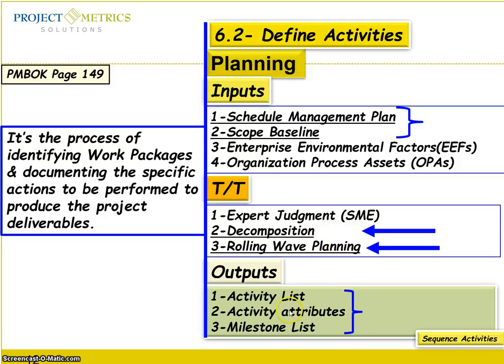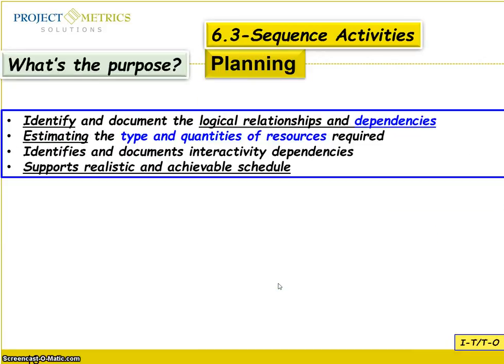And here the output: activity list, activity attributes, and milestone. Be careful with those because you might use them as input for the next step, which is sequence activities. What is it about? It is identifying and documenting the logical relationships and dependencies that you are going to estimate, the type and the quantity of resources required, and you identify the documents and inter-activity dependencies, and you're going to support a realistic and achievable schedule.